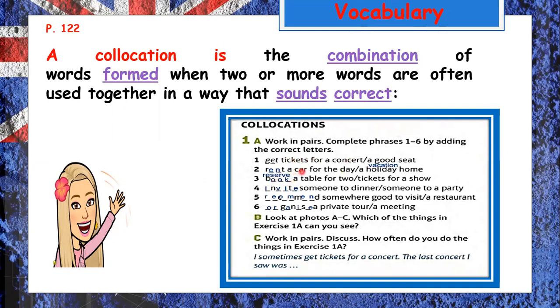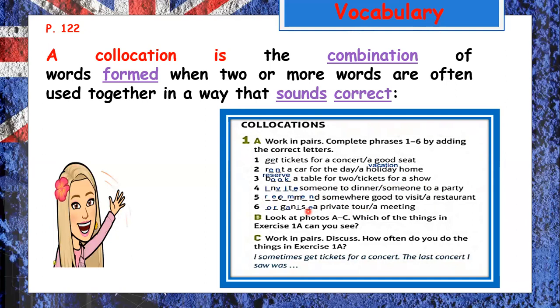Number 1, get tickets for a concert or a good seat. Number 2, rent a car for the day, or rent a car for a holiday, home, or vacation. Number 3, book a table or reserve a table for 2, tickets for a show. Number 4, invite someone to dinner or invite someone to a party. Number 5, recommend somewhere good to visit or recommend a restaurant. Number 6, organize a private tour or organize a meal. Remember, this is the British version, and you can find organise with a C.